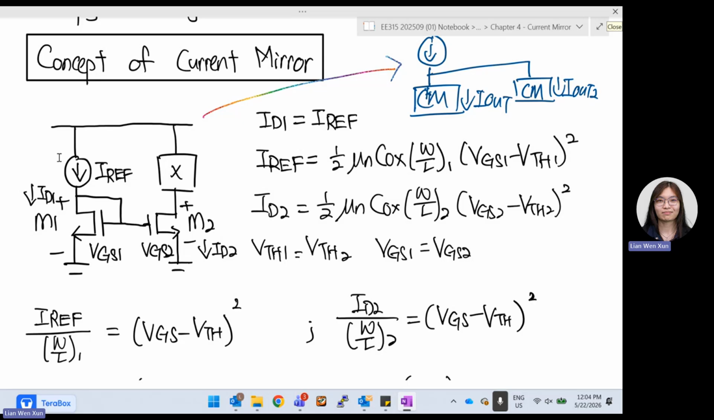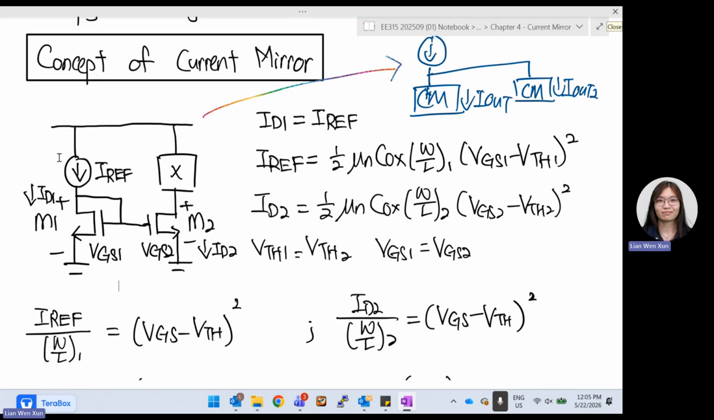First of all, we say that ID1, the current that flows to your first transistor, is IREF because they are in series. So IREF flows down to your first transistor. What exactly is IREF? IREF basically means ID. So ID is equal to half mu n Cox W over L, (VGS minus VTH) squared. This is the equation we derived in the first chapter. So what is ID2?